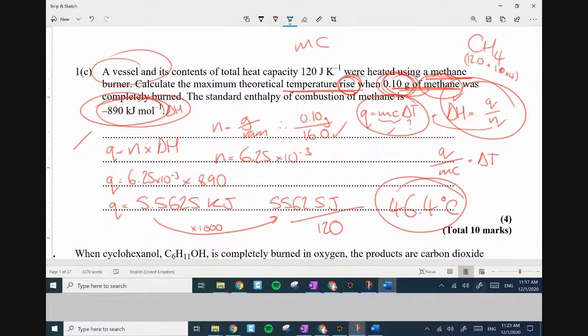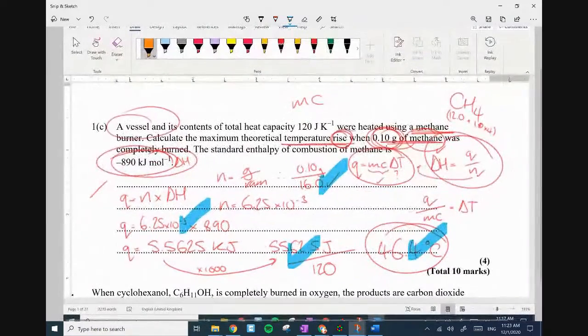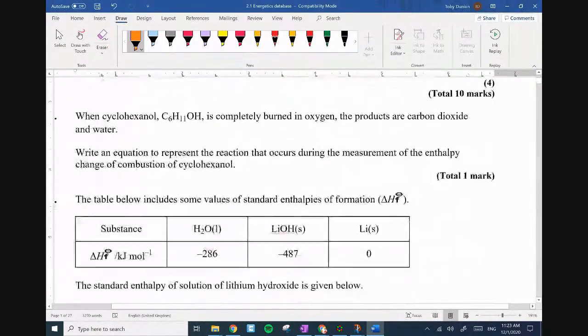Where do the marks come from? 1, 2, 3, 4, probably. In reality, it's more marks than 4's even worth, isn't it? But what a great question, though. Love that. That's great A-level right there. Let's go for the next one, folks.